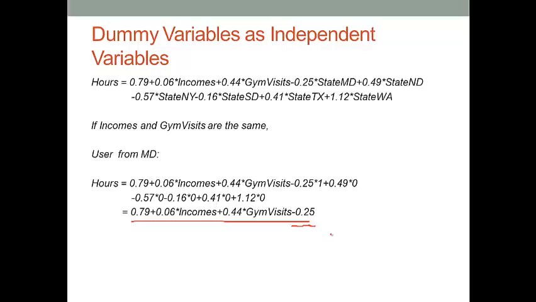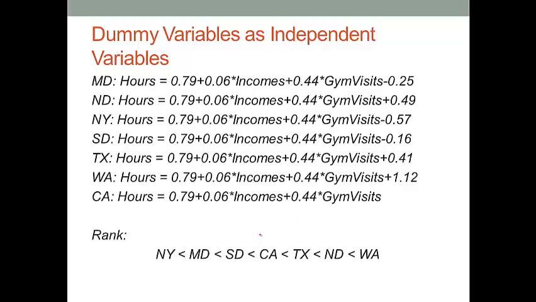What does this mean? This means if a customer from North Dakota and a customer from Maryland have the same yearly incomes and visit gyms at the same frequency, then the customer from North Dakota will be using the mobile app longer than the customer from Maryland. Using the same principle, we can build the equations for customers from other states. From this comparison, you can see that if the incomes and gym visits are the same, the customers from Washington will be using the mobile app the longest. Why? Because at the end of the equation for a Washington customer, we need to plus 1.12. This is the largest addition to the equation.